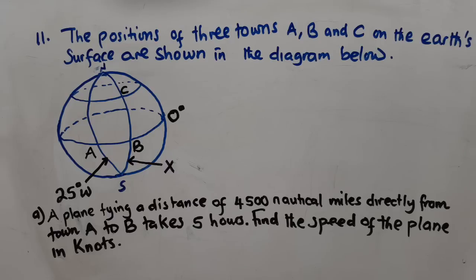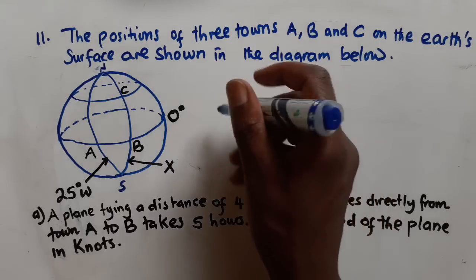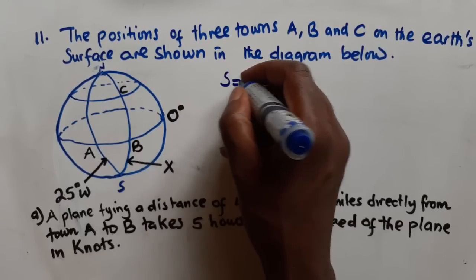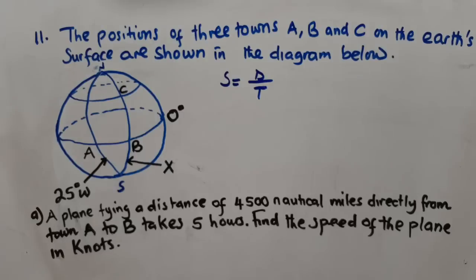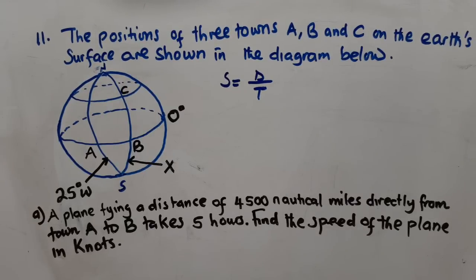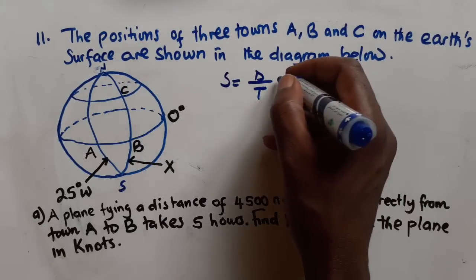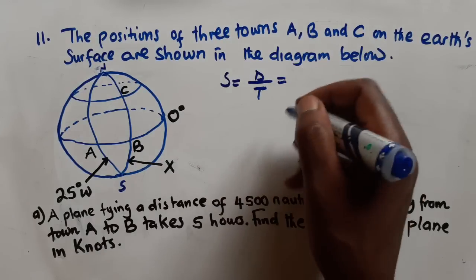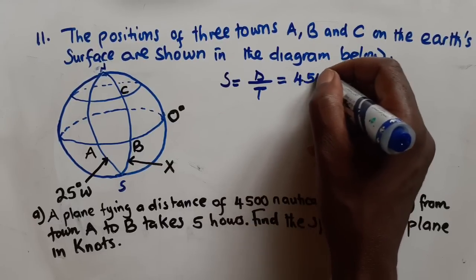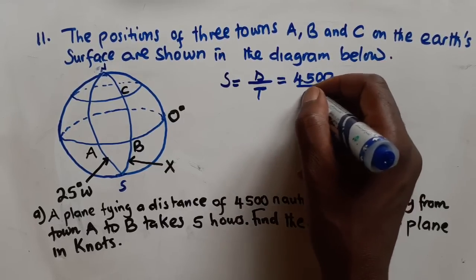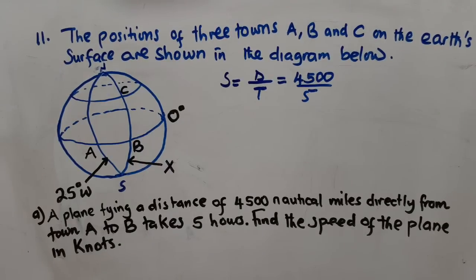Alright? So speed is involved here. So we know that speed is equal to distance over time. What is the distance here? The distance is 4,500 over time. The time taken was 5 hours. So let's divide.